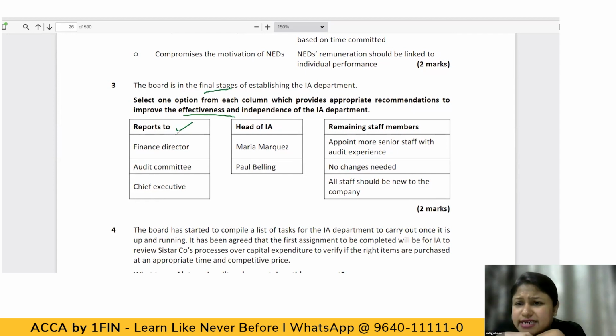When they inform the finance director? No. Chief executive also no. These people will manipulate everything. So the independent people will be where? Audit committee. So it is directly responsible to inform whom? Audit committee. Then only it will be more independent and more effective.